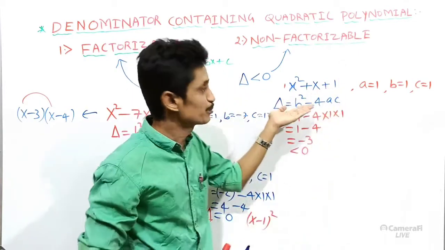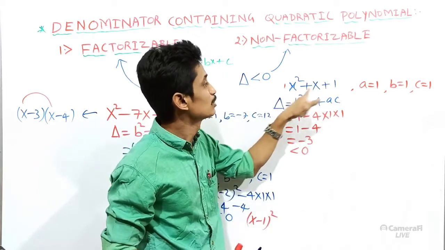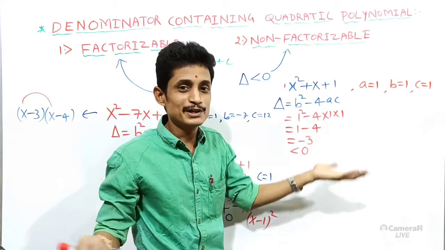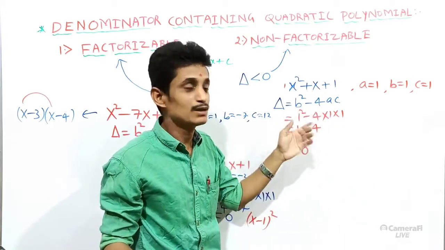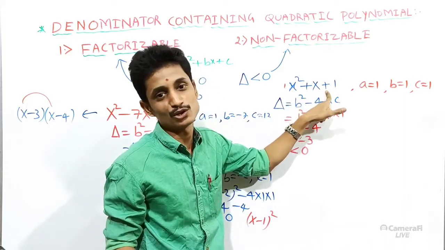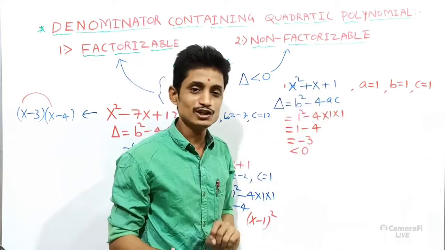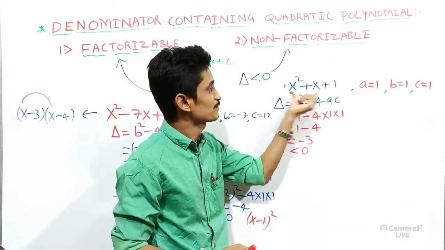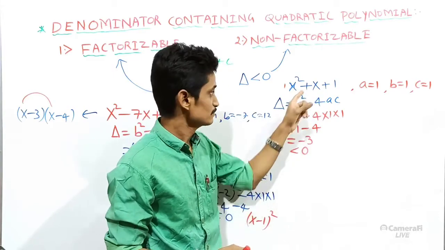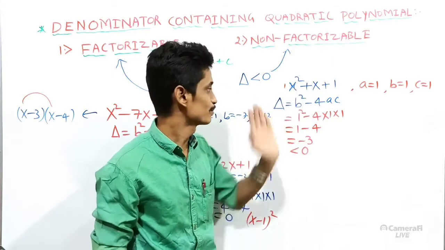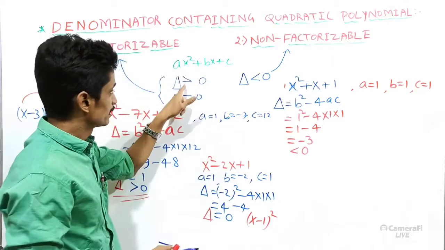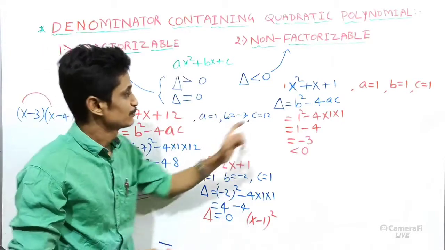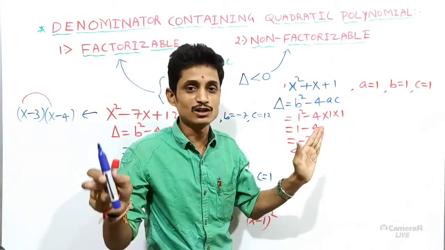We cannot factorize means it is not possible to simplify. Why is it not possible to simplify? Because we don't have a number that satisfies this quadratic polynomial. This quadratic polynomial will give us imaginary values. That's why this type of quadratic polynomial is non-factorizable. Lastly, keep in mind: when the discriminant is greater than 0 or equal to 0, we can easily factorize. When the discriminant is less than 0, we cannot factorize.